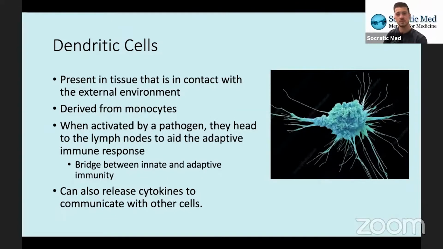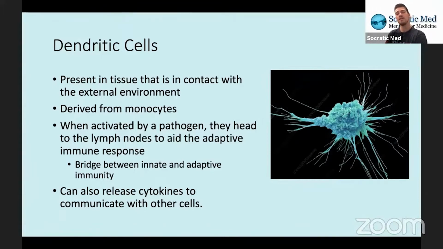So dendritic cells, like we just mentioned, there's a picture of a dendritic cell to the right. It's present in tissue that is in contact with the external environment. So dendritic cells are usually in your skin, they're in your lungs. I think they are in your esophagus. So those sort of external tissues, the ones that are sort of lining the inside, but they're still considered external, that's where dendritic cells lie. So they also help with immunity right there. So they're derived from monocytes. And when they're activated by a pathogen, they head to the lymph nodes to aid the adaptive immune response.